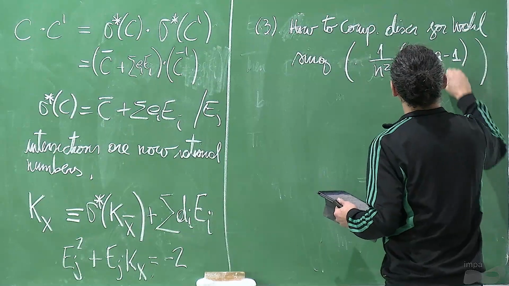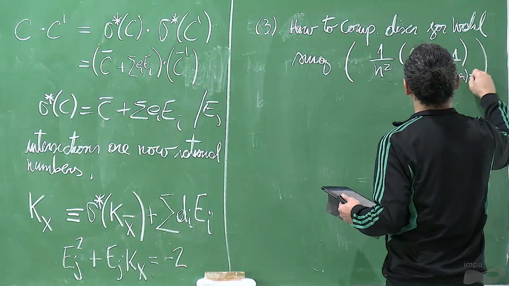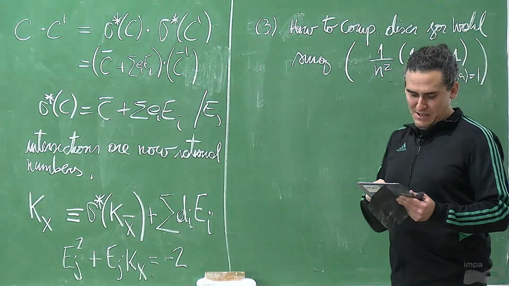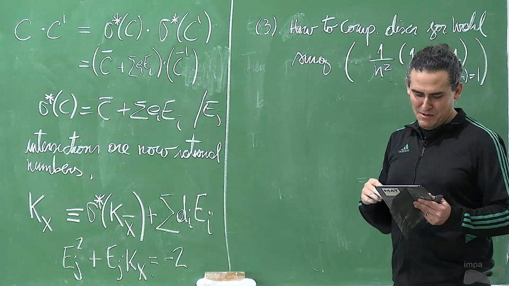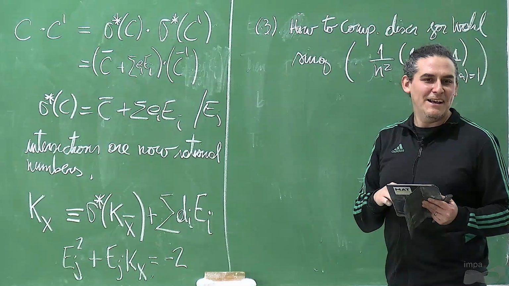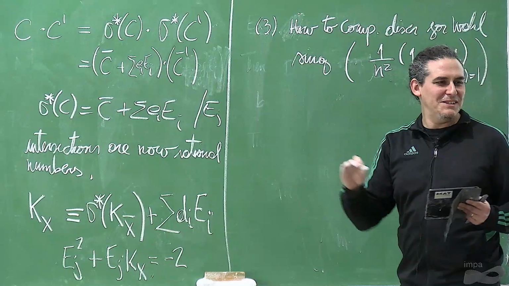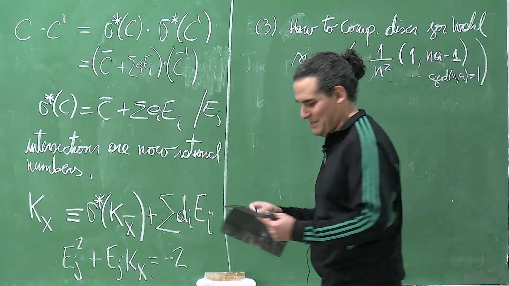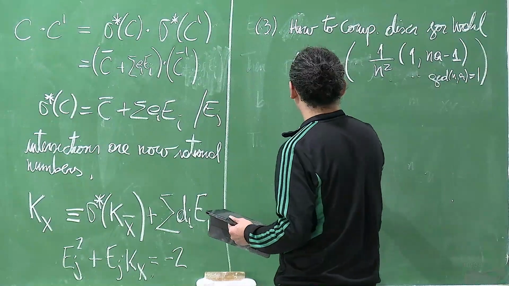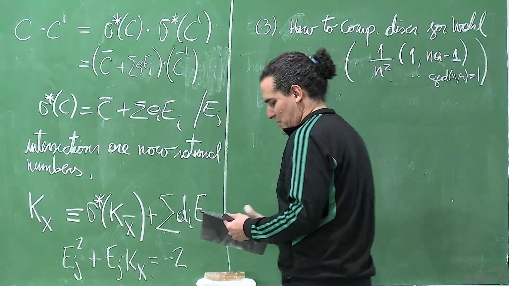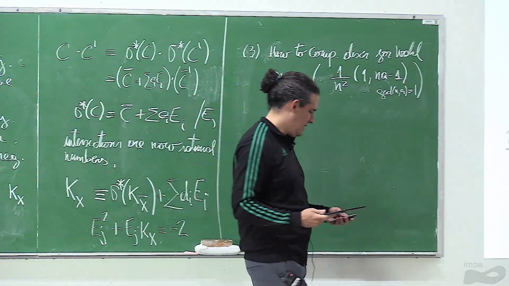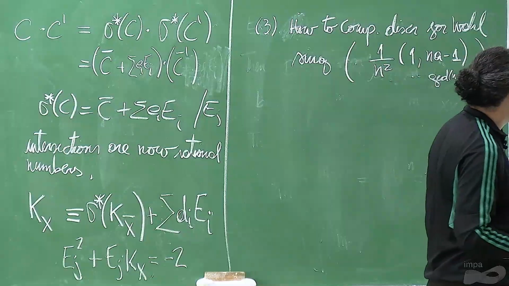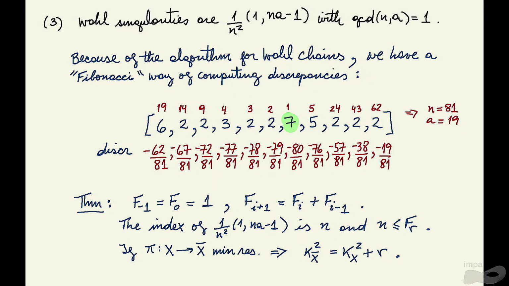G, C, D, and a equals 1. So how to do that? I was telling you about Fibonacci last time. I will show you an example. I don't want to write the recipe because it's in the notes. Let me give you an example, and I will do exactly the same as I did yesterday. So that is the example. This is a Wahl chain.